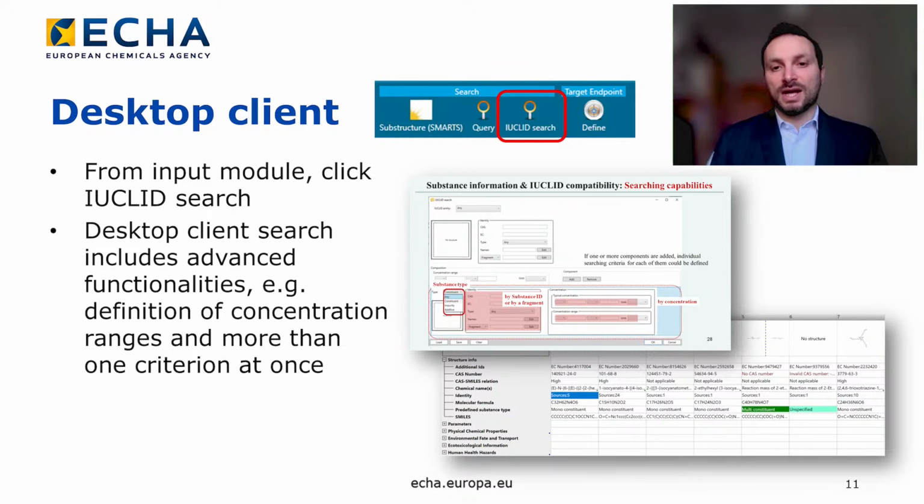So we will see how to perform the search in the desktop client from the input module. And remember, the search in the desktop client allows you to use a little bit more advanced functionalities. For example, to define concentration ranges at which the substances you are searching for are present in the composition of the substance, or also to define more than one criterion per search.